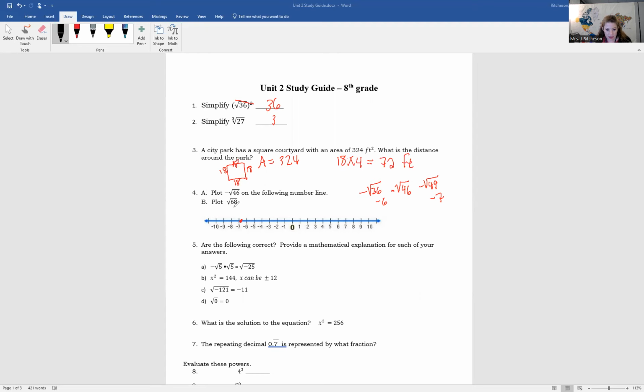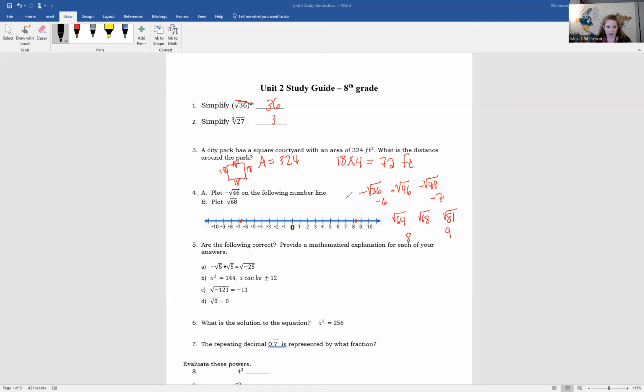And then the other one is the square root of 68. So 68 has got to be between the two perfect squares of 64 and the next one, which would be 81. So that would be 8 and 9. And it's going to be closer to 8, right? 68 is closer to 64. So we're going to put it about right there.